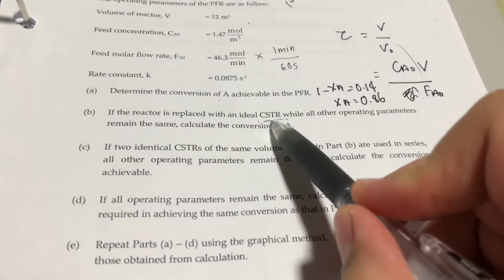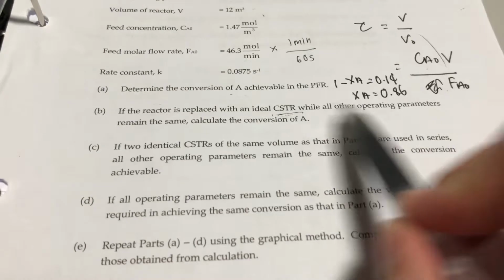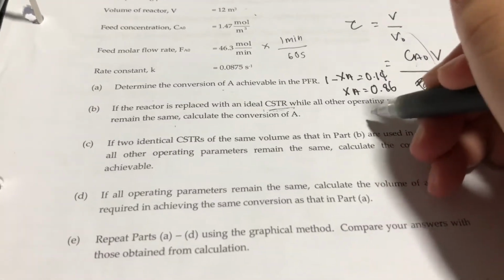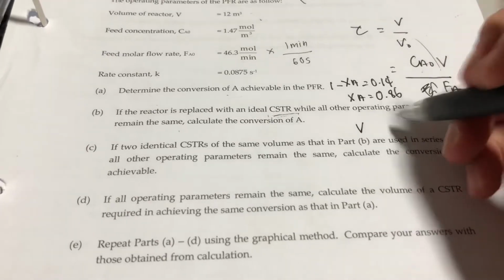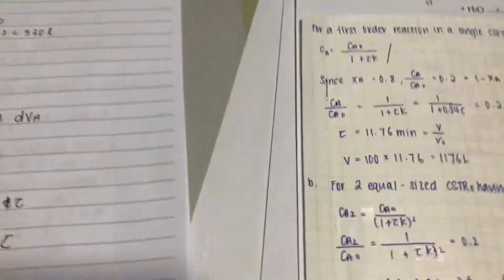They say it's just changed to a CSTR, and the other operating parameters remain the same. It means that my volume remains the same, my volume is still the same, my temperature and everything is the same. Because also inside the notes they also state that, hold on.